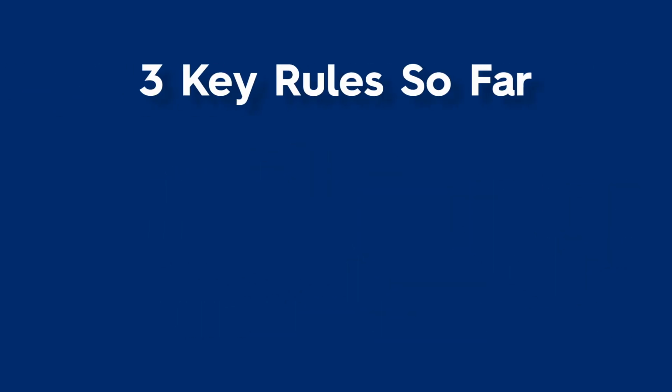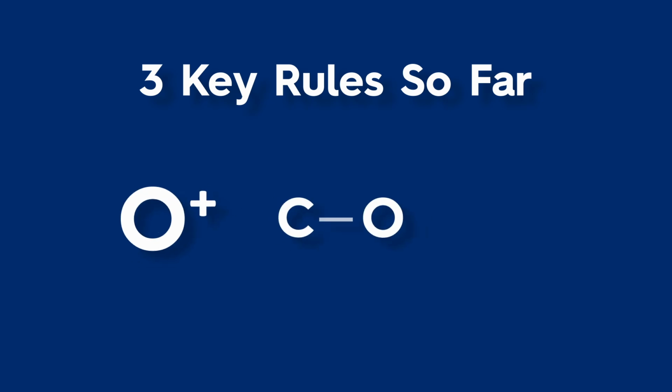So far, we have 3 rules. Protonate the oxygen, attack the less hindered sp3 carbon, and never expect SN2 on an sp2 carbon.